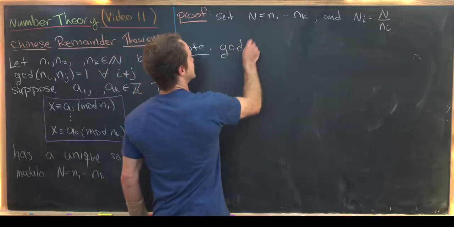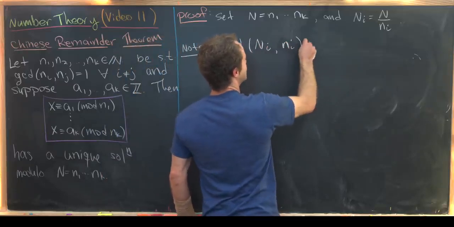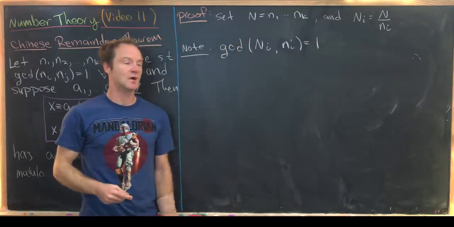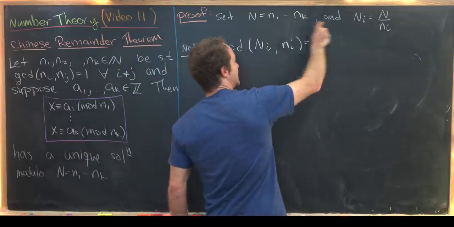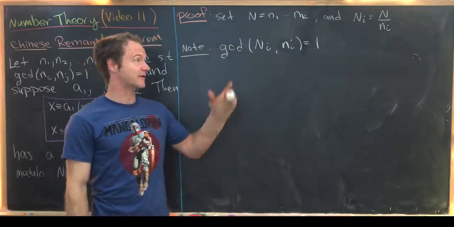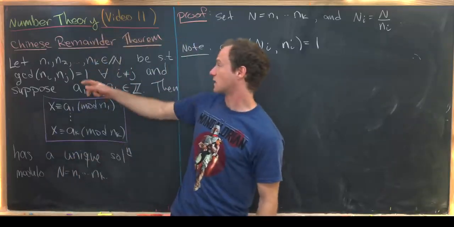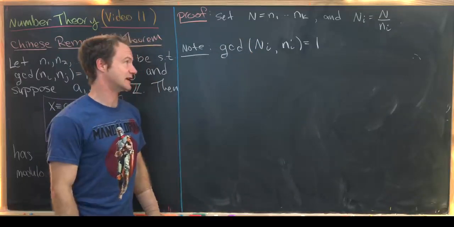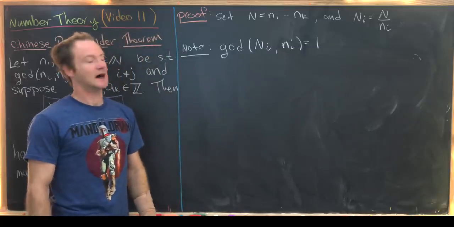The GCD of capital Ni with little ni is equal to 1. So why is that? Well, that's because this capital Ni is a product of all of the little n's except for the ith little n. But all the rest of the little n's are relatively prime. So that means we've constructed this capital Ni out of numbers that are relatively prime to little ni.